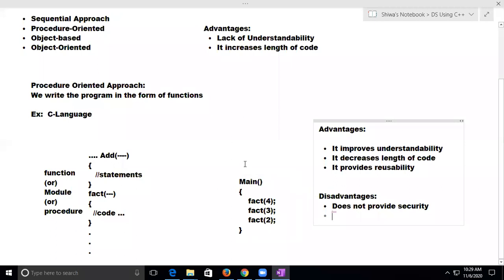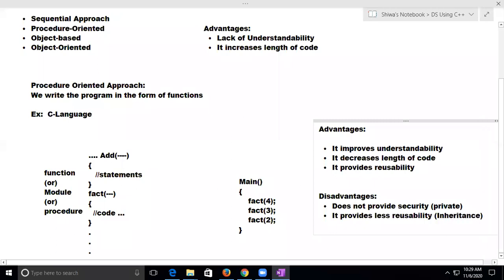In the procedure oriented approach, data is public. There are no private keywords. In C++, we use the private keyword to provide security, and we place the members in the class. There is no private keyword in the C language, so it does not provide security. And it provides less reusability, because it does not support the inheritance concept. So there is no private keyword and there is no inheritance in the procedure oriented approach.